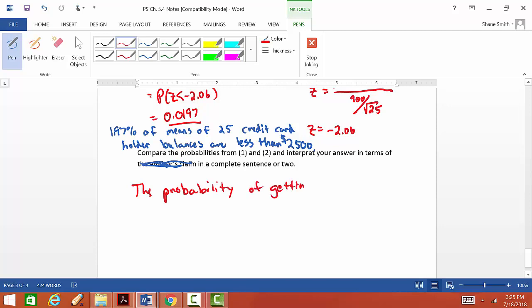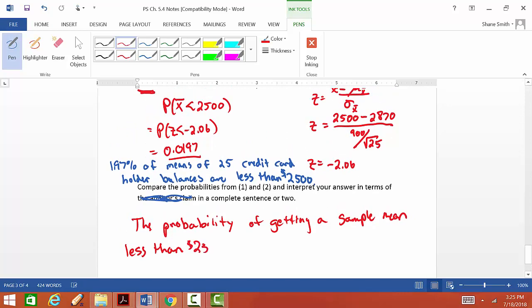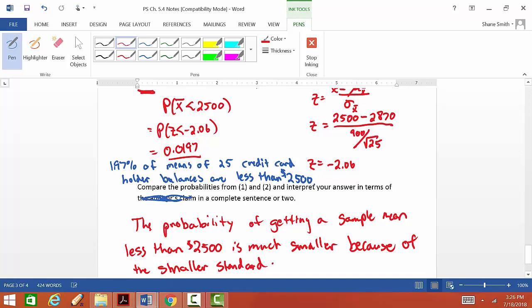of getting a sample mean less than, what was the balance? $2,500 is much smaller because it's a smaller standard error.